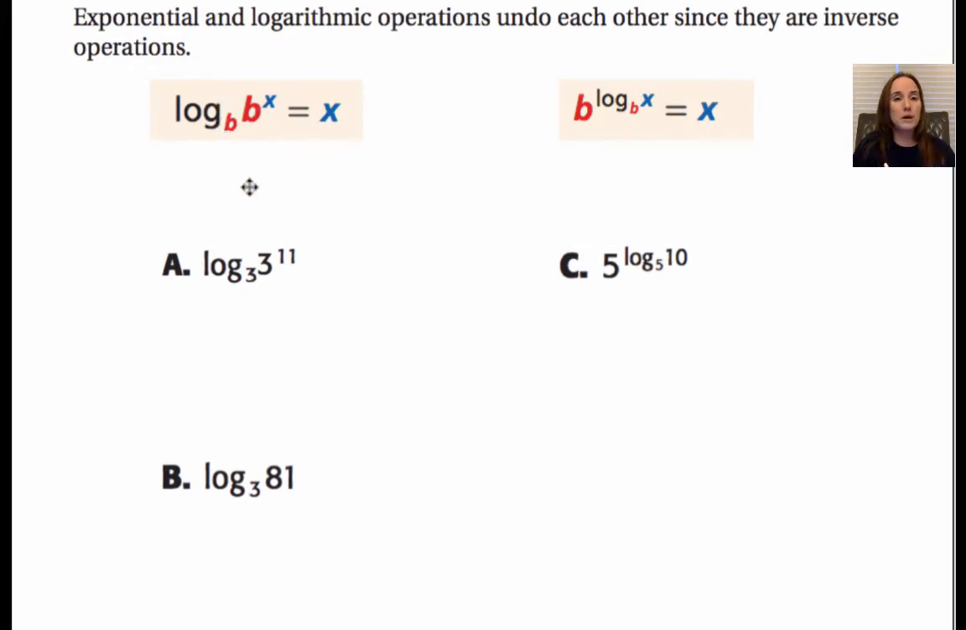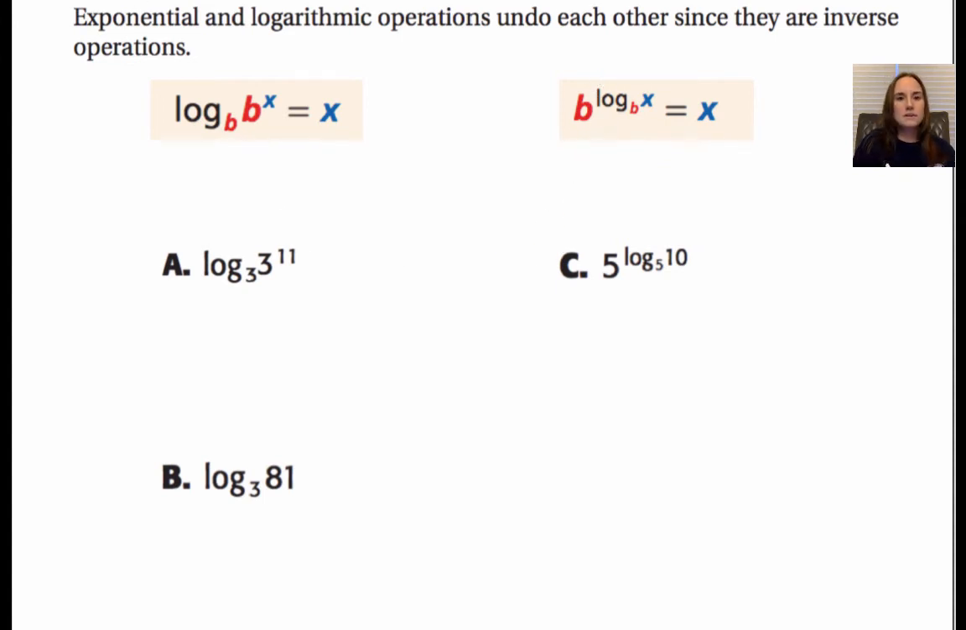We just now can apply a property that says if we see a base here that's the same as the base here, then we'll know that they will undo each other and we'll just have x left over. Same thing here. This big B here is the base, and up in its exponent is a logarithm, which is undoing the exponential form, and it's undoing it because this B here is the same as this B. It can be canceled and we'll just have the x left over. Okay, so this big B has an exponent of a log, which will undo this whole power.